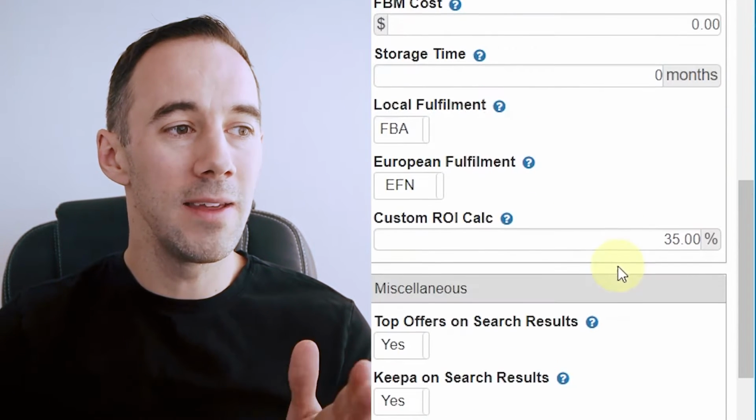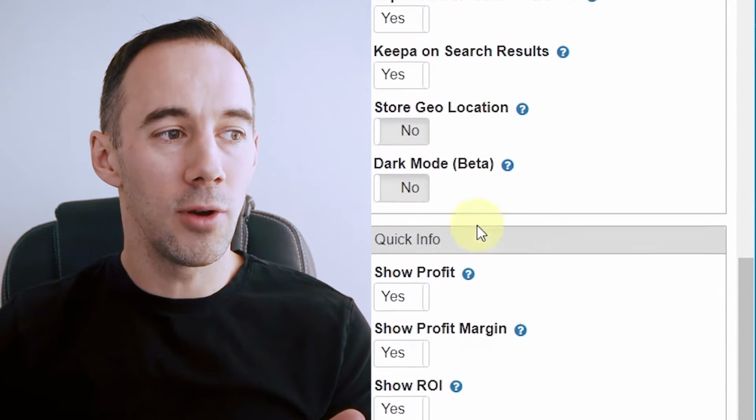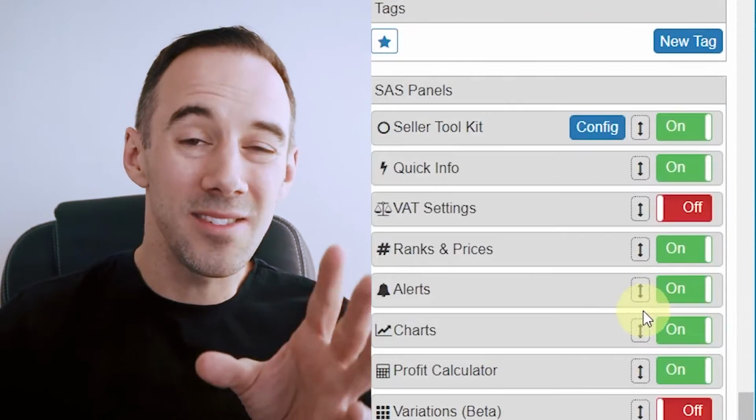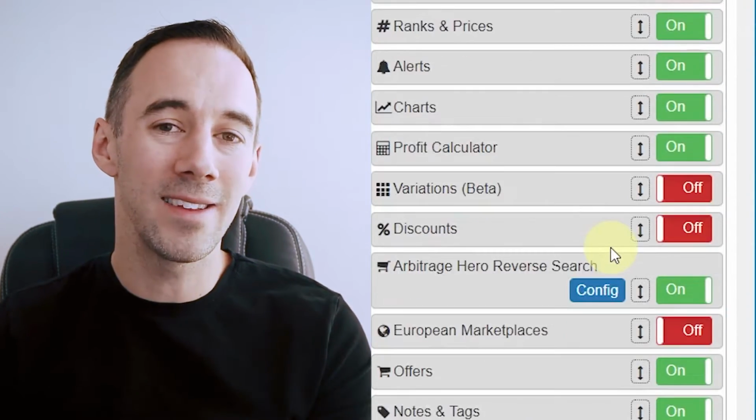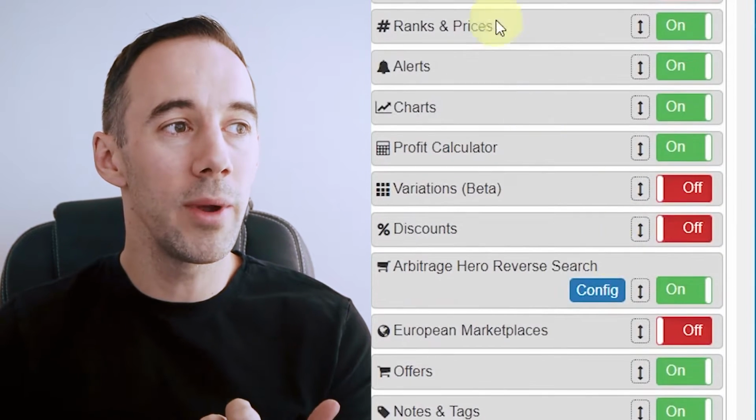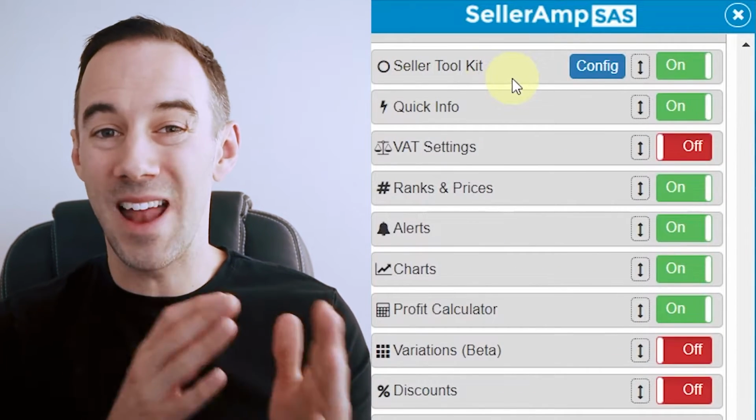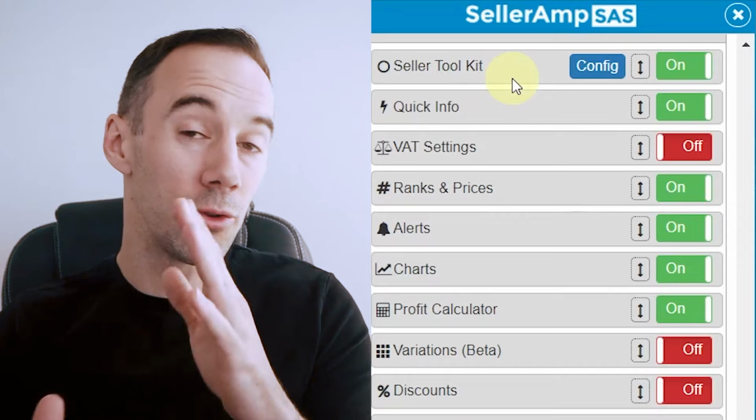Now, on top of that, I leave pretty much everything as is. And then you go down, you've got lots of different options here. There's so many other panels that you can add to SellerAmp. In regards to the panels that are showing, I'm really interested in Seller Toolkit. That's an add-on that a lot of the pros use, and I'll talk about that later on.